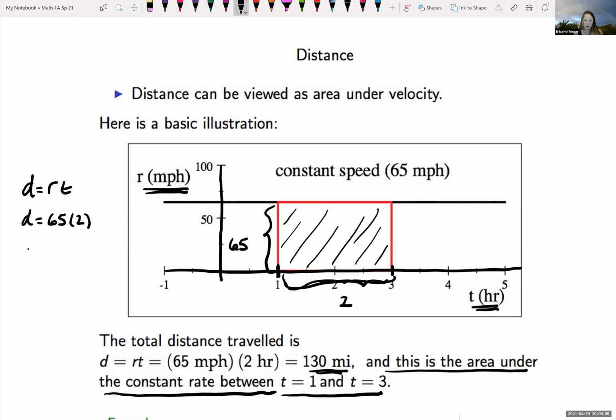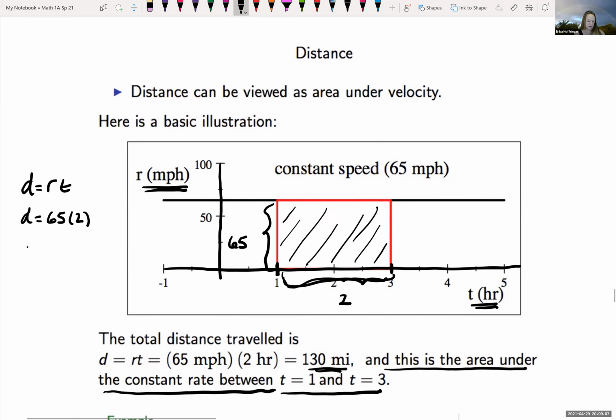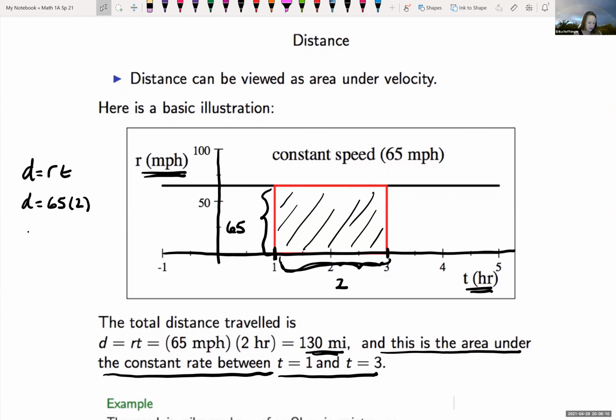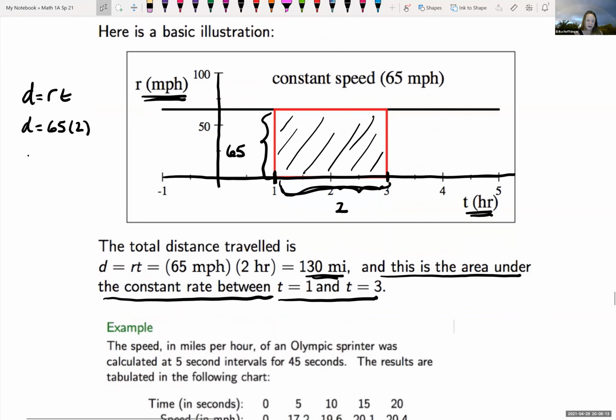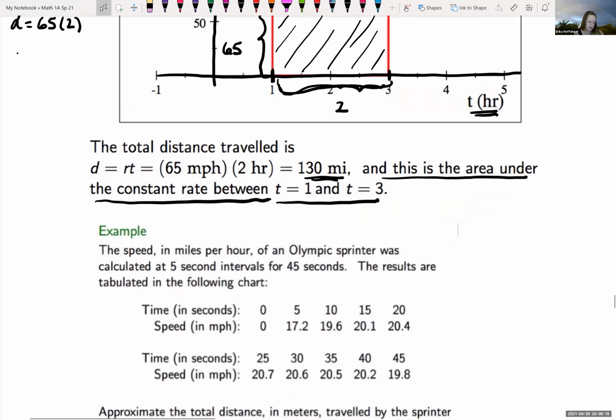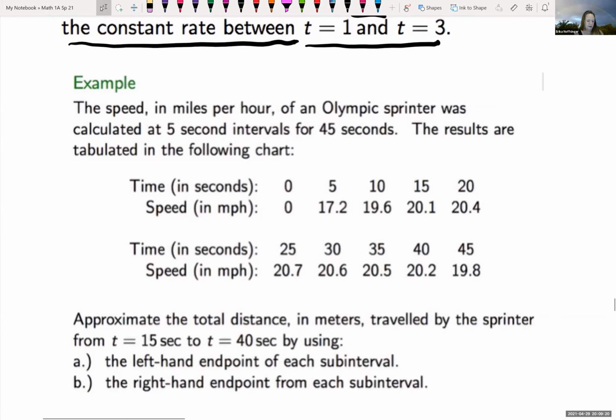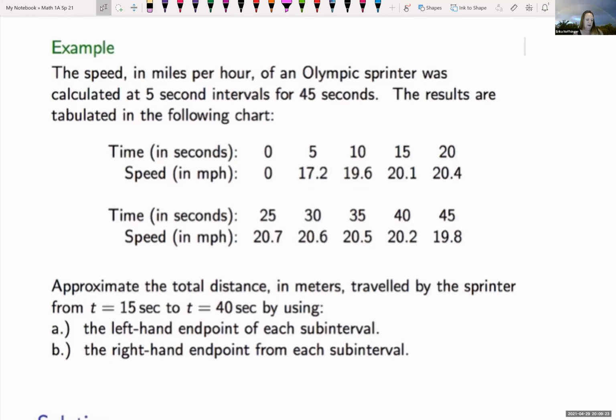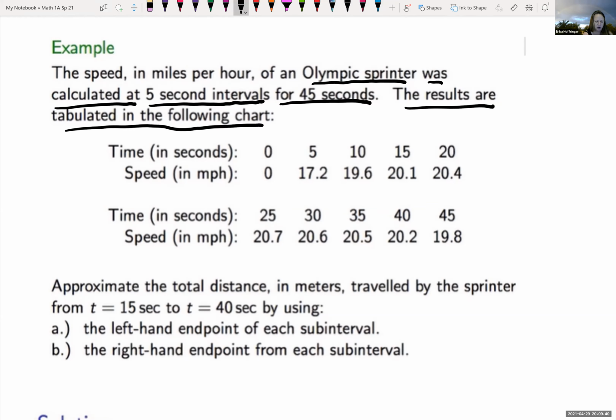But a lot of times we don't keep a constant speed, right? We're changing, we're slowing down, speeding up. So let's look at another example. And in this case, this example, we have a person who is running. So the speed in miles per hour of an Olympic sprinter was calculated at 5-second intervals for 45 seconds. The results are tabulated in the chart below.